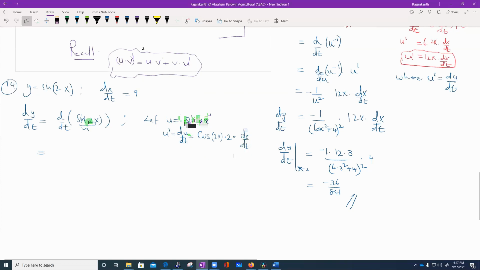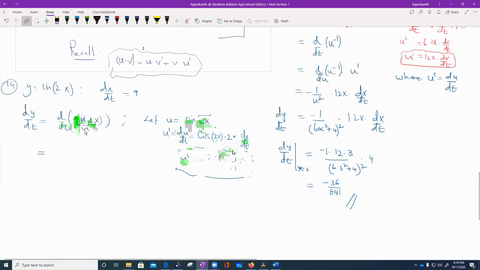Okay. So I'm using the chain rule two times, one here and one here. So this is my u prime. If you simplify, you will get 2 times cosine 2x times dx over dt. So that is my u prime. We need that.